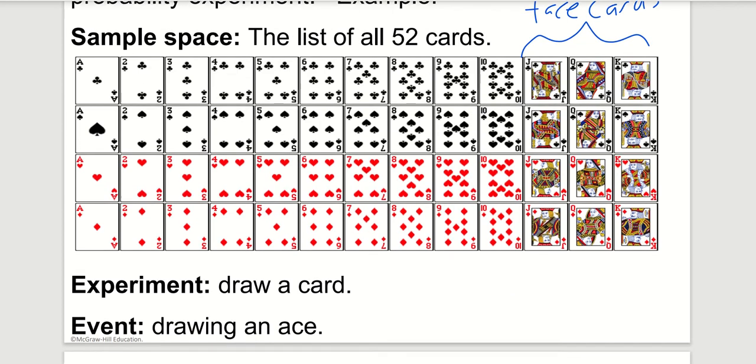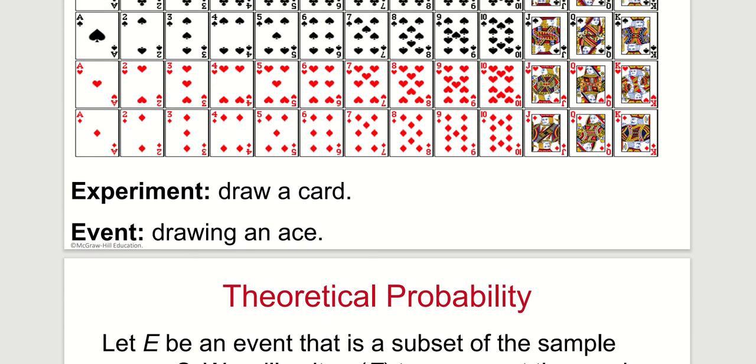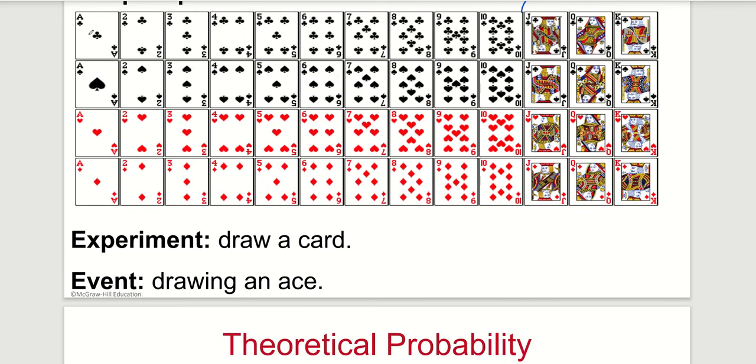An event within the deck of cards could be that of drawing an ace. That would just be a subset, which would consist of these 4 outcomes. So the event of drawing an ace would include the ace of diamonds, the ace of hearts, the ace of spades, and the ace of clubs.